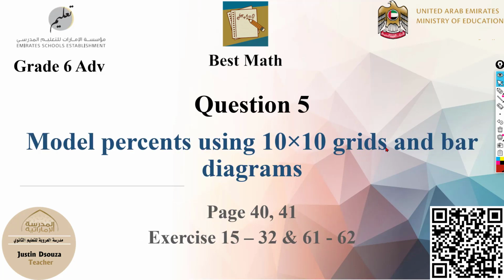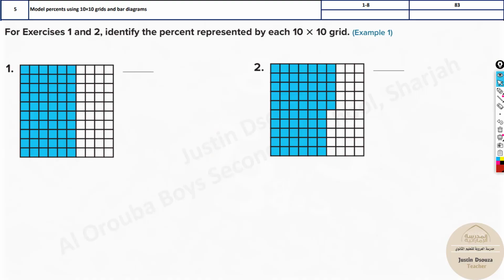Okay. So question number 5 is to model percents by using 10 by 10 grids and bar diagrams. This is another easy topic, among the easiest. It's what you can see and do easily. That's why it's very easy. Here you can see this has been represented by the 10 by 10 grid. Now, each of these you just have to count. You need to write it in percent. Percent means anything that is divided by 100.